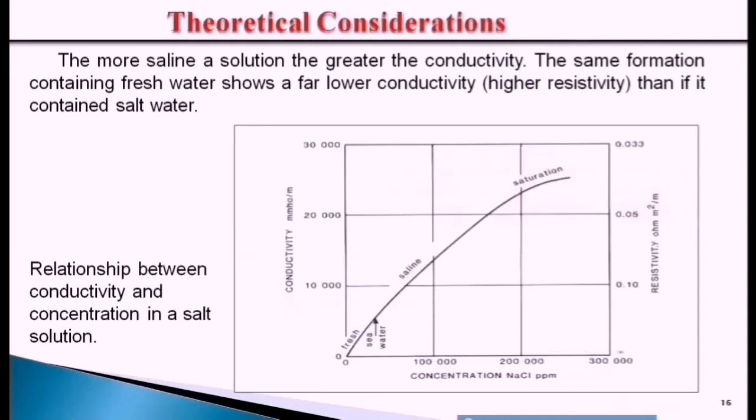This plot shows the relationship between conductivity and the concentration of salt in the solution. On the x-axis, we have the concentration of the sodium chloride solution, and we have the conductivity for this solution. As we go from left to right, we realize that as the salinity increases, the conductivity also increases. So the more saline the solution, the greater conductivity we get. The same formation containing fresh water, at the left corner, has low conductivity, so this is high resistivity.